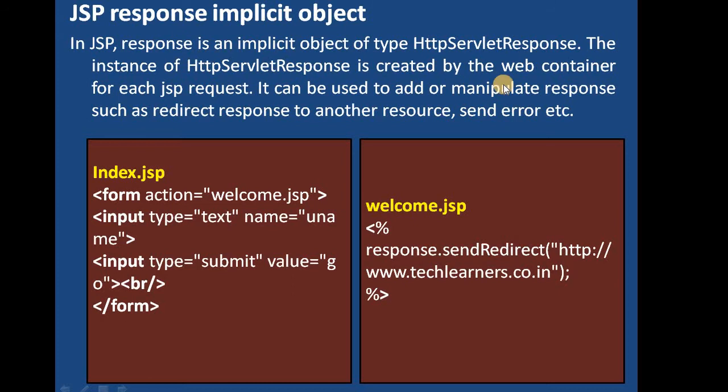The response object is used to transfer the response to the client, or we can say it is used to handle each JSP request. It can be used to add or manipulate responses, such as redirecting responses to other resources, sending errors, and so on. Again, we have a form where the user has an input text box to enter the username, and using this submit button the user can click and go to welcome.jsp, where the user will be redirected using this response object to some other website.